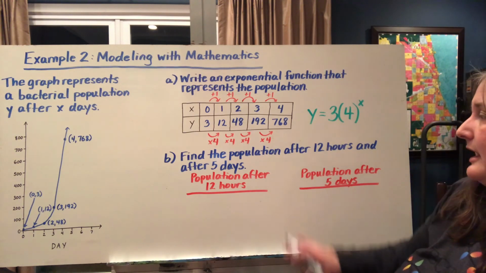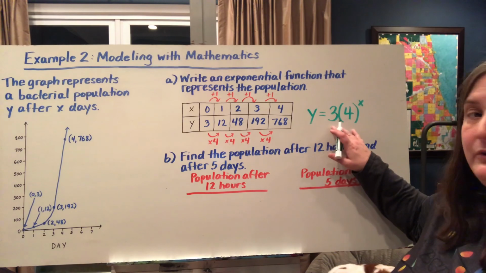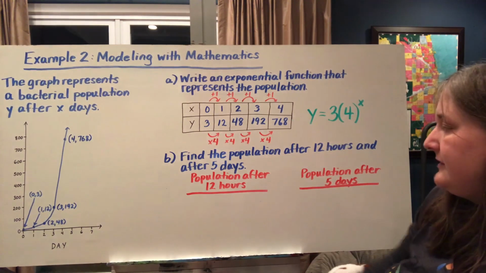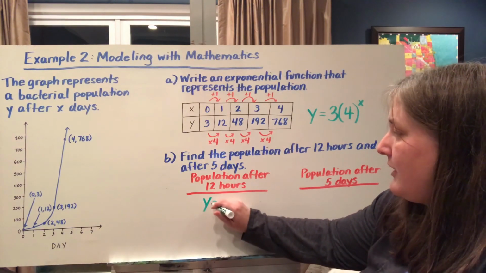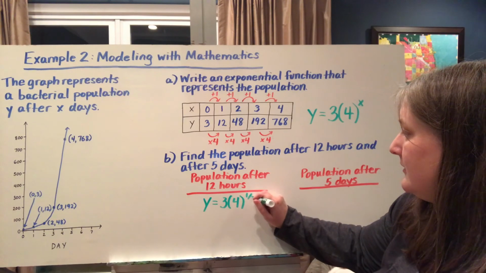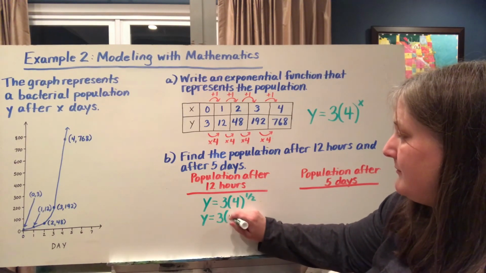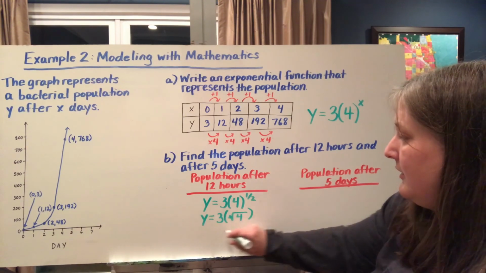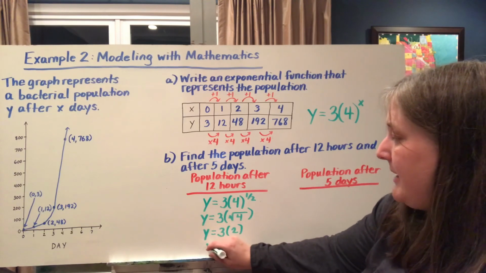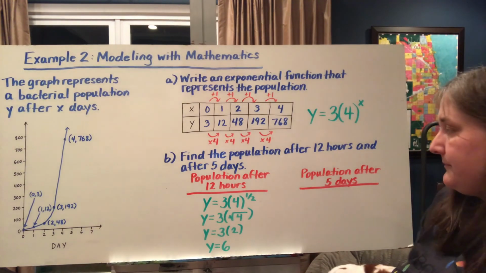Now, if I want to estimate the population after 12 hours and 5 days, I can use my equation that I've written here. So 12 hours is half of a day, so I'm going to plug in for x 1/2. So 4 to the power of 1/2 is the same as doing the square root of 4, which is 2, so I'm doing 3 times 2. And the bacterial population after 12 hours is 6 bacteria.